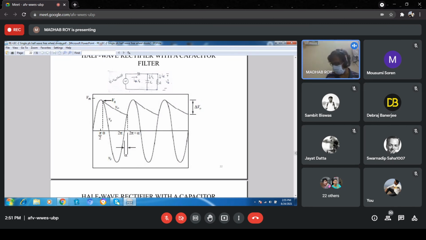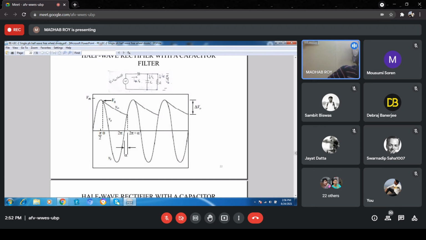Normally this is an active circuit. Normally each rectifier circuit will have this type of filter capacitor, and the value of the filter capacitor will decide how much it is falling. You have seen this is falling here. If we increase the value of the filter capacitor, it can stay up here, up to this. So it depends on the time constant. You know that RC is called the time constant.